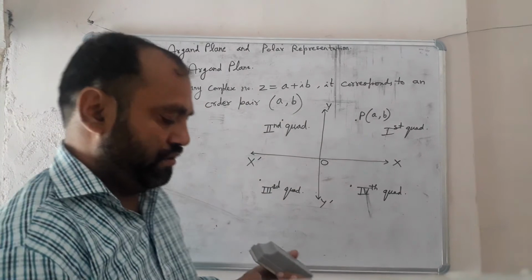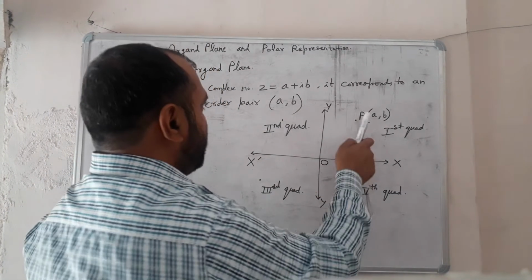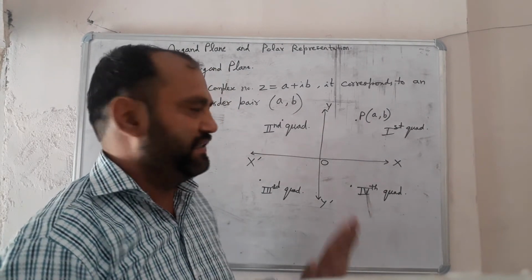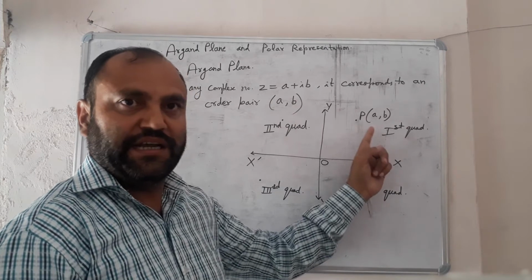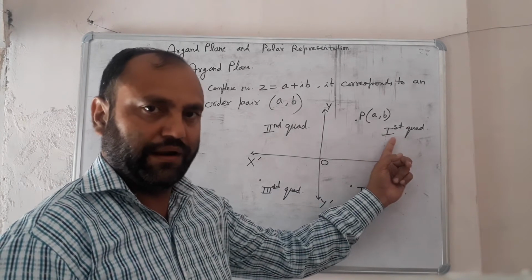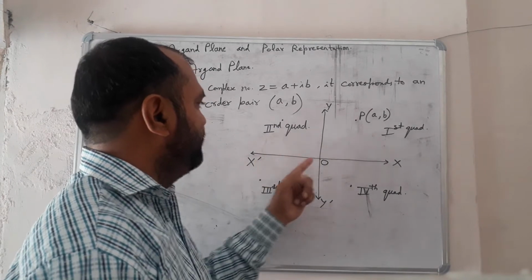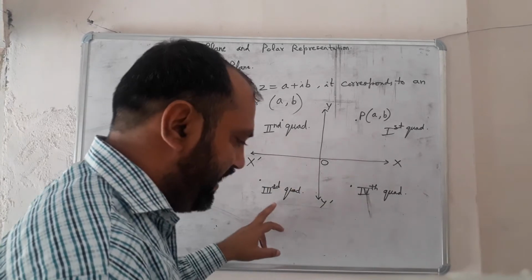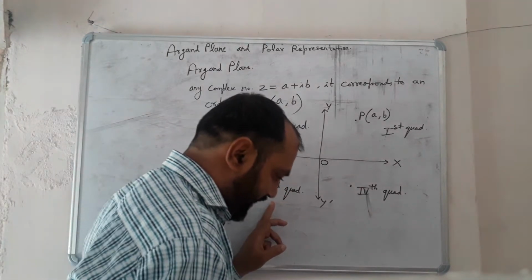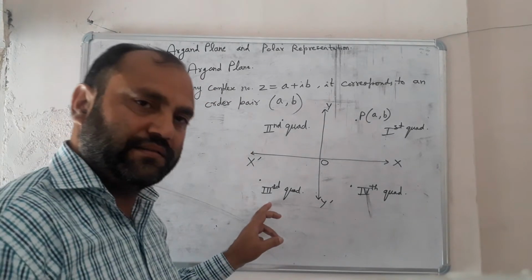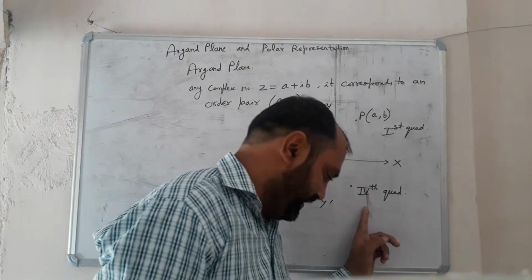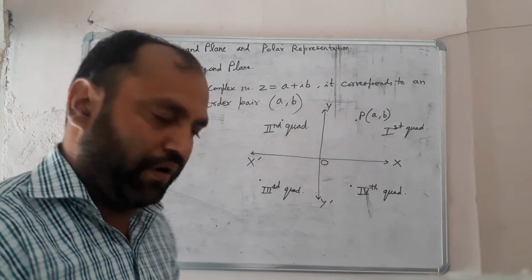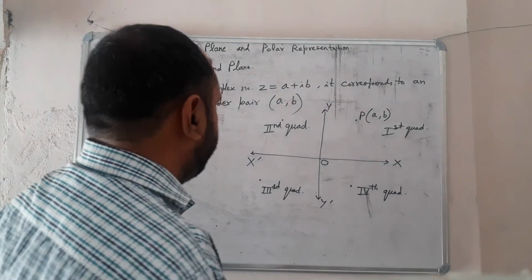So you should know, if both a and b are positive, it represents in first quadrant. If a is negative and b is positive, then it lies in second quadrant. If a and b both are negative, then it is in third quadrant. If a is positive, b is negative, then this lies in fourth quadrant. Right?